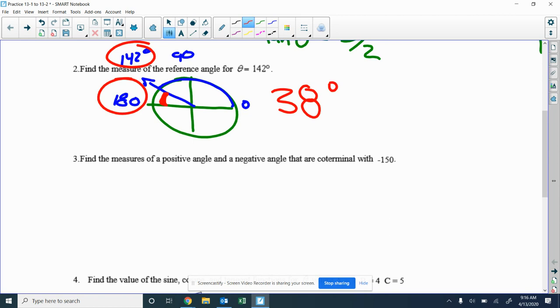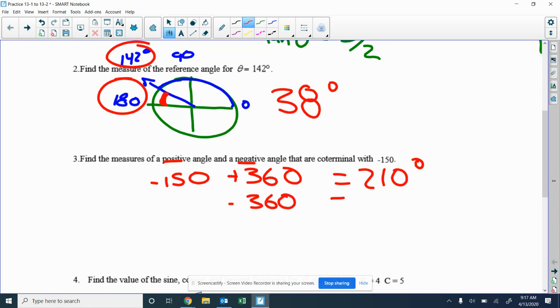Coterminal, find your angles that are coterminal here. So we want one positive and one negative to negative 150. So we will add 360 to that. So if we do, we're going to get a 210 degree angle, coterminal going all the way around. And if we subtract 360, we're going to get a negative 510. That would be coterminal there.